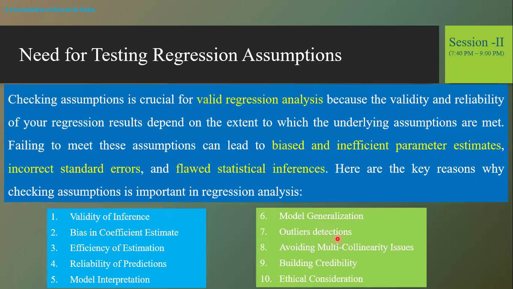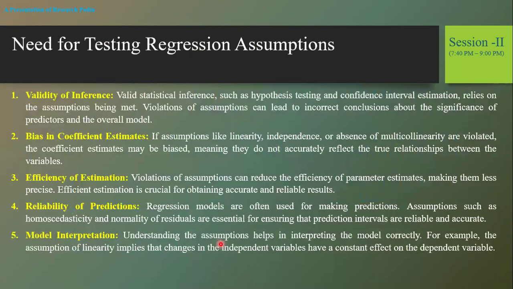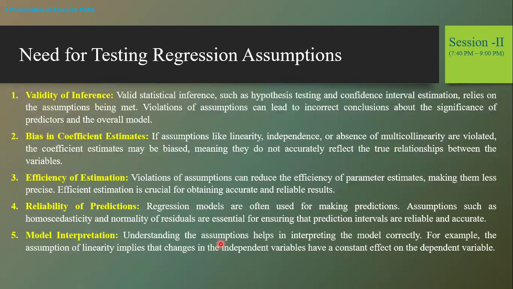Outlier detection we can do more easily. We can avoid multicollinearity issues. We can build credibility of our model, and we can meet ethical considerations. These are the important considerations with respect to the regression assumptions. Therefore, the regression assumptions need to be tested because we need to have a valid and reliable analysis and estimations. So one by one, I would like to make clear what these important considerations are.